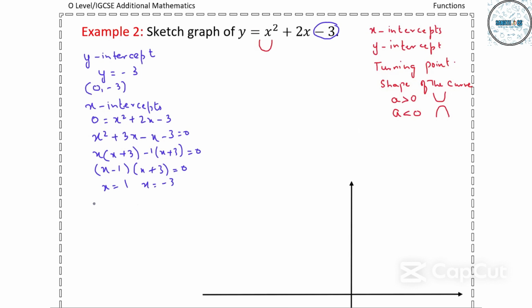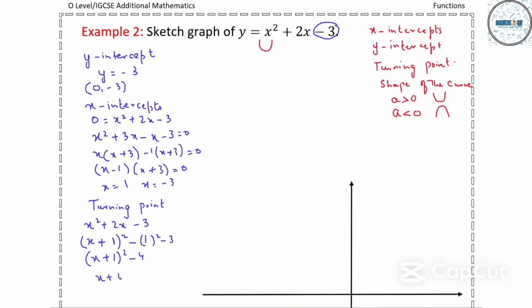Now we have to take out turning point. There are different ways to take out turning point. One is that you change this to completed square form. So when we change it into completed square form, we take x from here, we take plus sign from here, we divide the coefficient of x by 2. So we will get 1 here, we'll write it in bracket and whole square, then minus the square of this 1 and minus 3. So we have here (x plus 1) whole square minus 4.